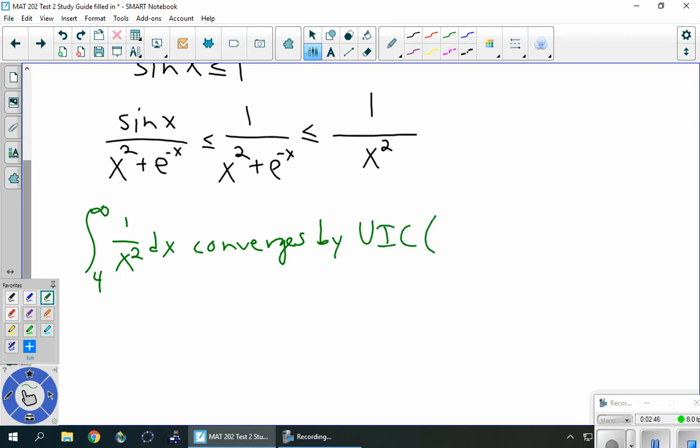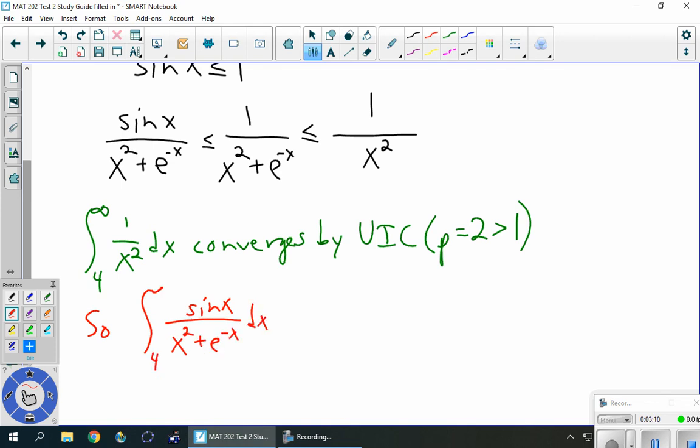And then we'll just put here in parentheses, I forget what letter we use. Is it a p? p is equal to 2, which is bigger than 1. And so the integral that we want is smaller than a convergent integral. So that means that the integral that we want also converges. And that's by the comparison test.